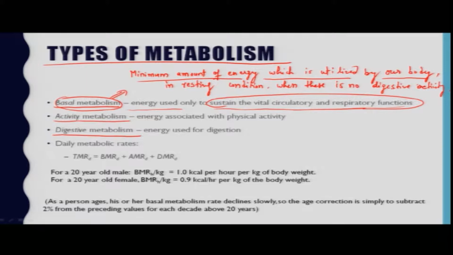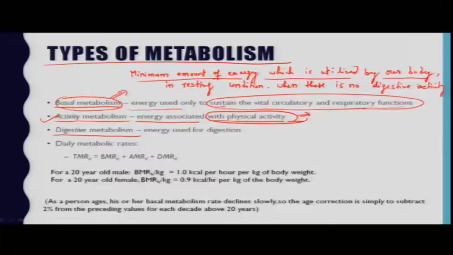Now the second kind of metabolism is activity metabolism. Activity metabolism is the energy associated with physical activity. You can take any example: let's say if you are playing any sport or involved in any physical activity, any kind of manual work or sports and other activities where you perform physical actions.